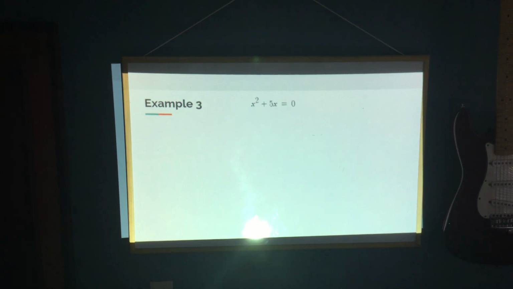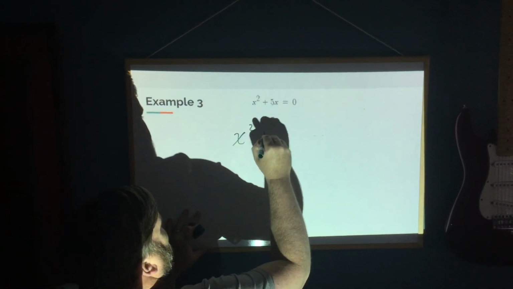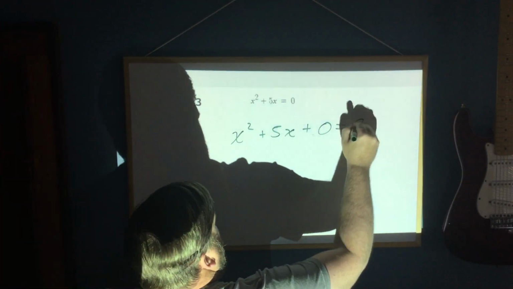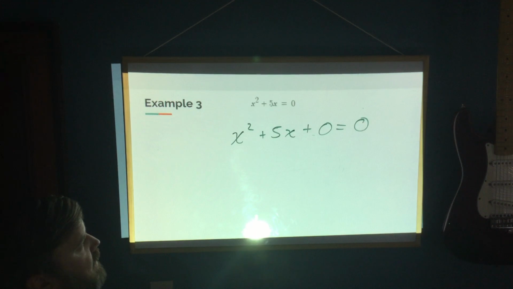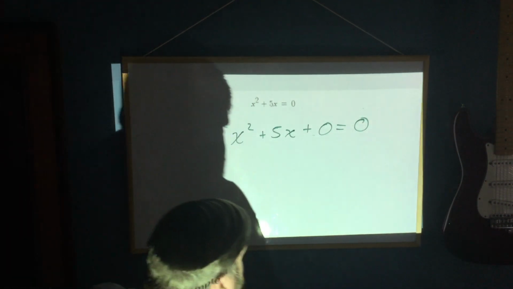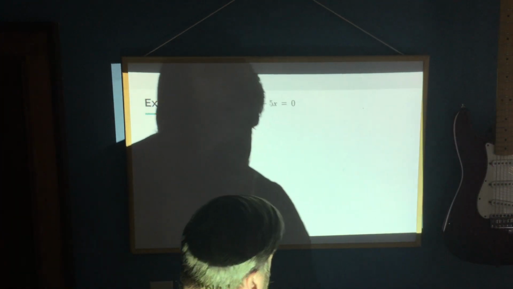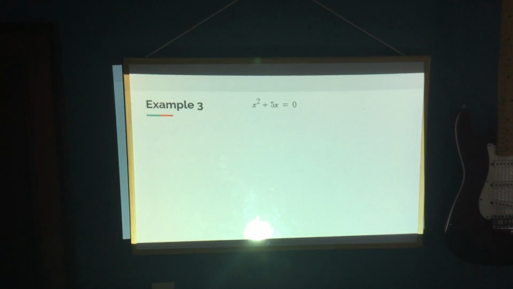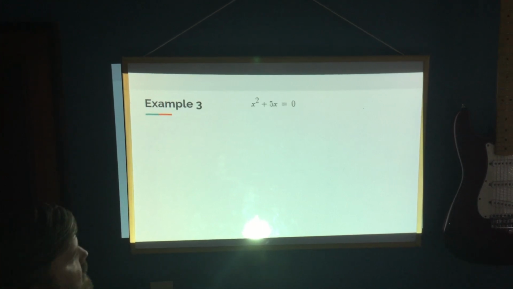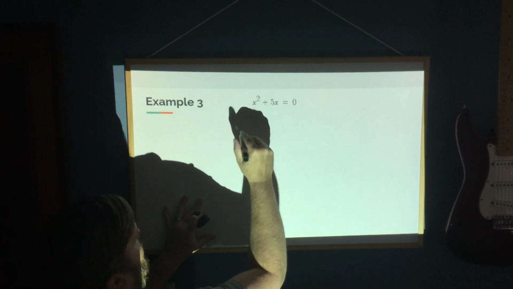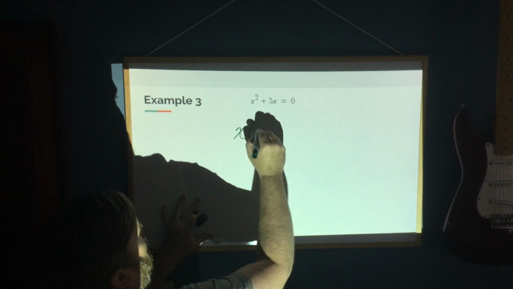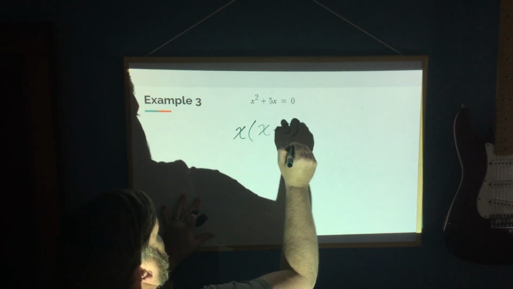X squared plus 5x equals 0. So you might look at this one at first and be a little bit confused, because technically you might think, well, how do I solve that? If you're thinking that way, you're forgetting about that suggested list that I gave you. The very, very first thing you should always look to factor out is the greatest common factor. The greatest common factor here is x. Factor that out, and I get x times the quantity of x plus 5.